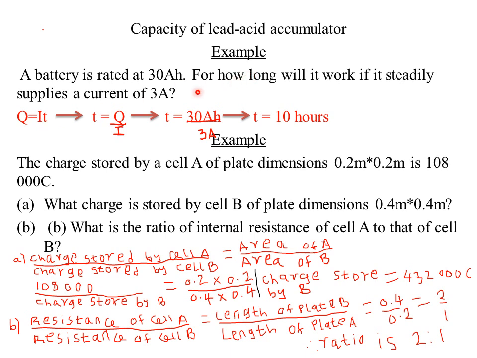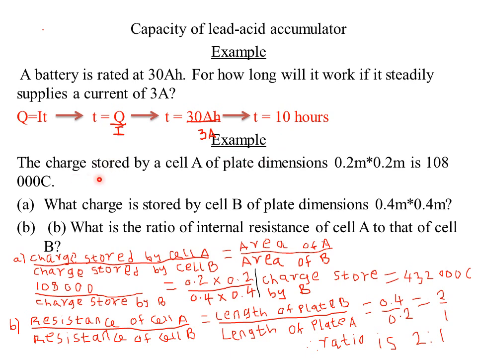So if we want how long, it means we want time, therefore we make T the subject of the formula by dividing both sides by I. So we have time equals charge over current, that is Q over I. Therefore if I substitute the values, time will be equal to 30 ampere hours over 3 amperes. So the amperes cancel. 30 divided by 3, you actually get 10 hours. So remember, here we measure the time in hours.